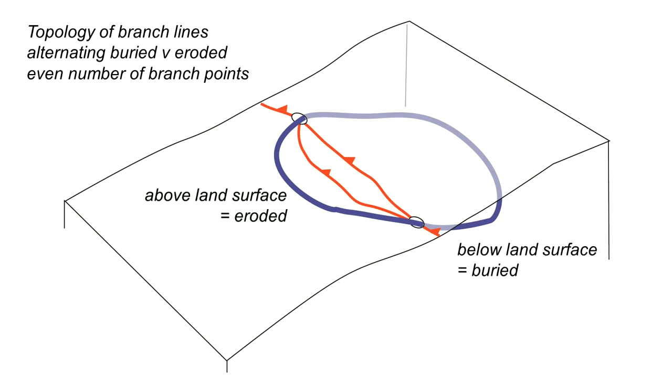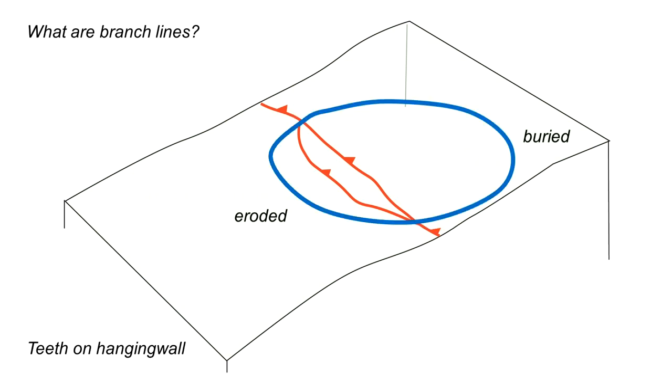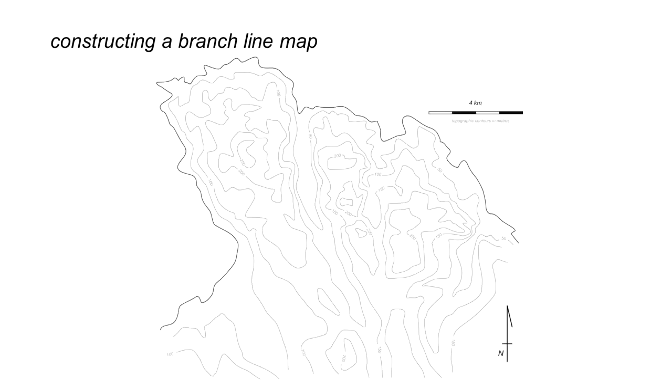Therefore, our branch line map should show segments that alternate from being above land surface, in other words eroded, to below land surface and therefore buried. So our map should look something like this. Okay, so now let's take these ideas and apply them to a rather more complicated geological map.